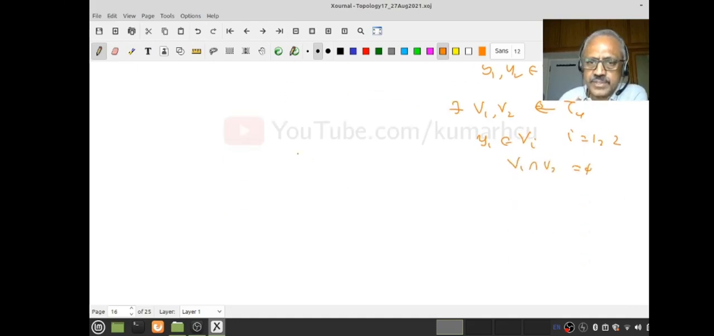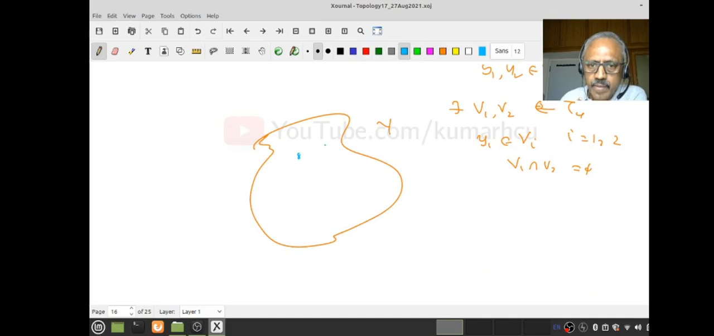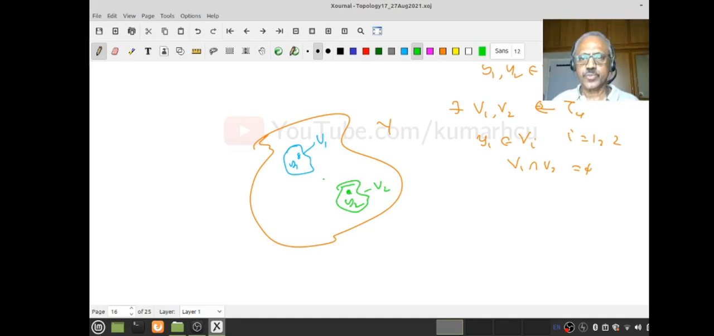Again, keep the picture in mind. If you know how to draw space, that's all it means. This is my Y, so I have some y1 and I have some y2. Okay, this is y1. So I have an open set V1 and I have an open set V2. Their intersection is empty. This proof will work.